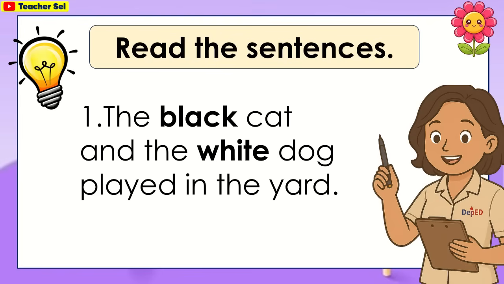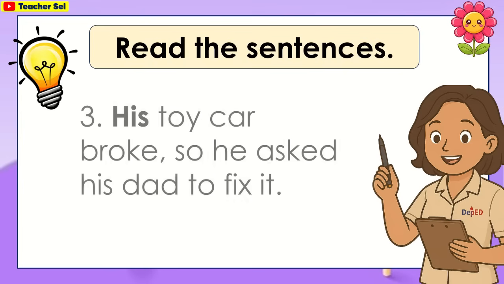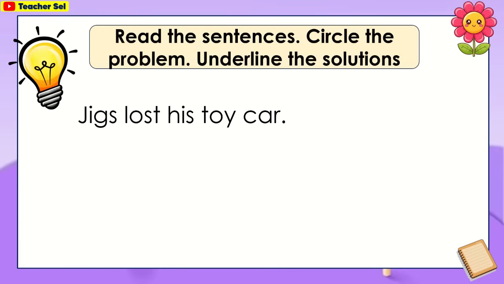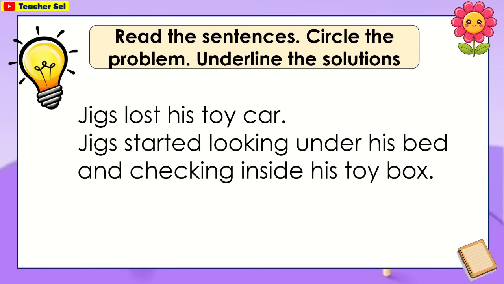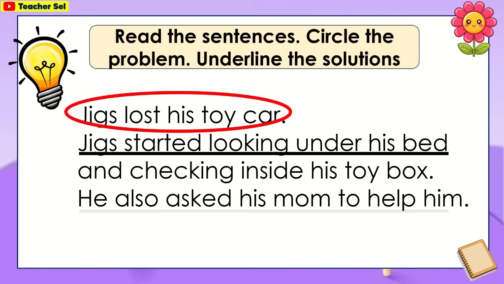Read the sentences. The black cat and the white dog played in the yard. We will go to the park soon to have fun. His toy car broke, so he asked his dad to fix it. Read the sentences. Circle the problem, underline the solutions. Jigs lost his toy car. Jig started looking under his bed and checking inside his toy box. He also asked his mom to help him. Here are the correct answers.